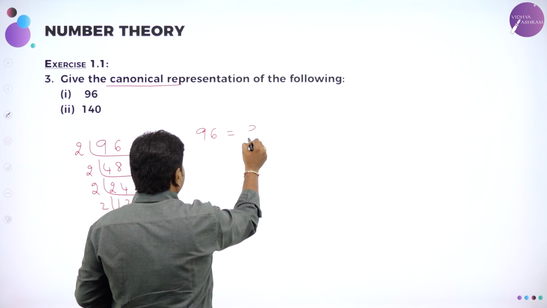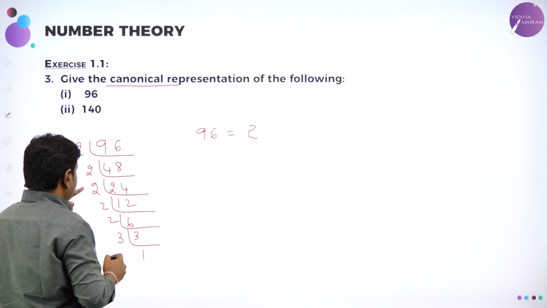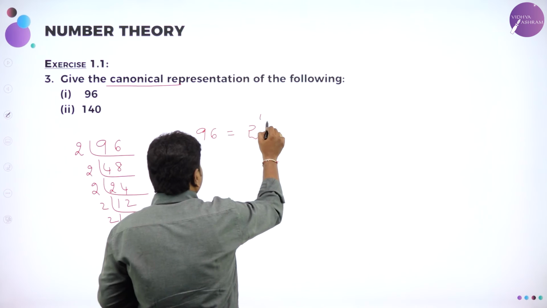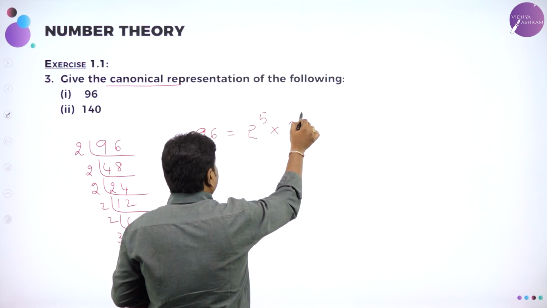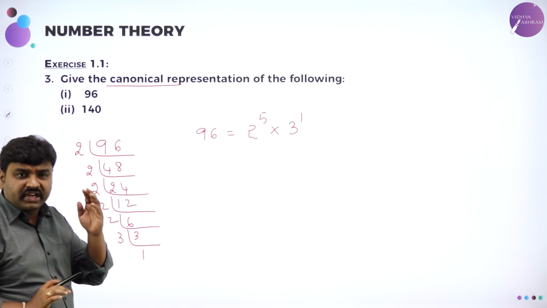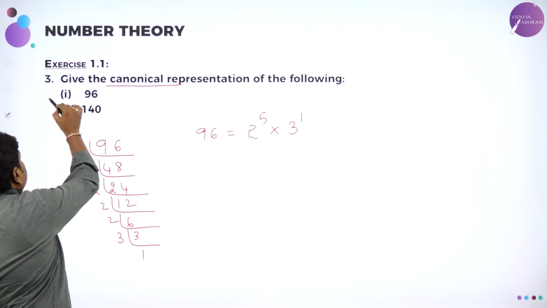I can write 96 as 2 power 1, 2, 3, 4, 5. 2 power 5 into 3 power 1. So first problem is done.